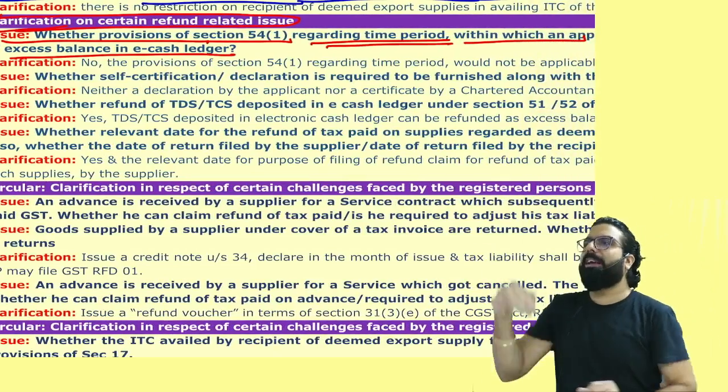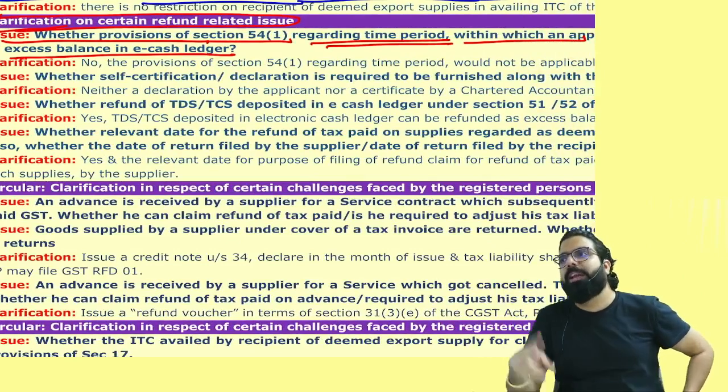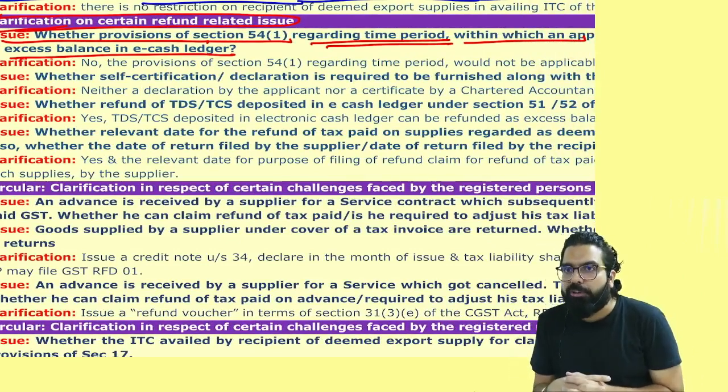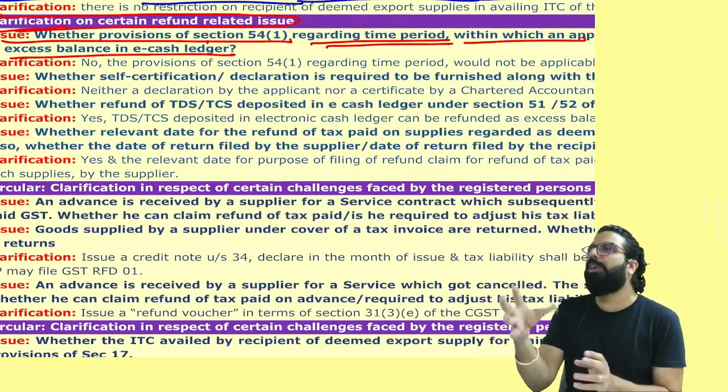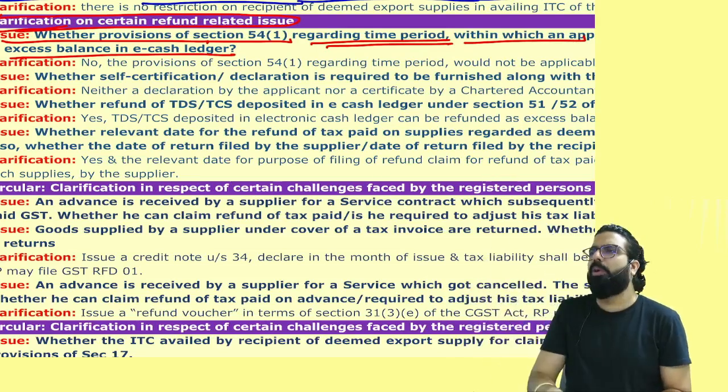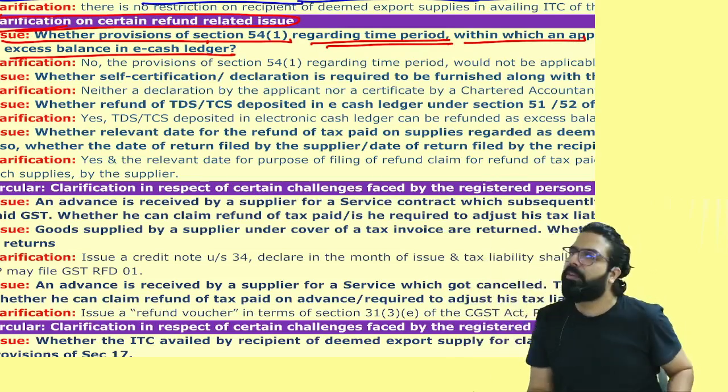Sir, my e-cash ledger has money. You told refund should be taken within 2 years. Sir, should 2 years also be applicable on e-cash ledger? Government told e-cash is your cash. Whenever you want, you can take and go. Time limit of 2 years is not applicable.